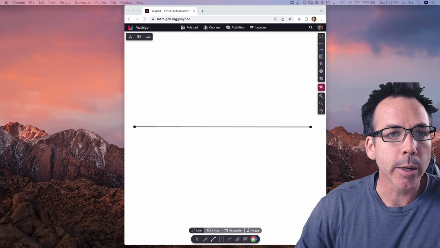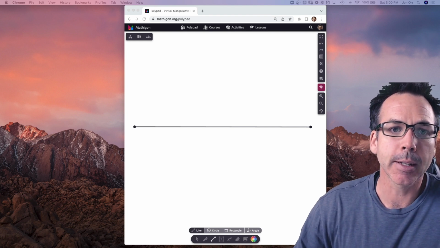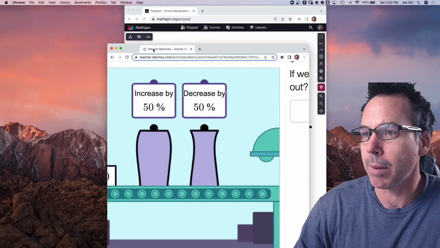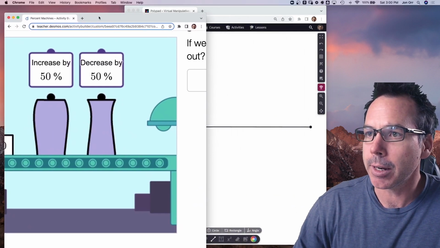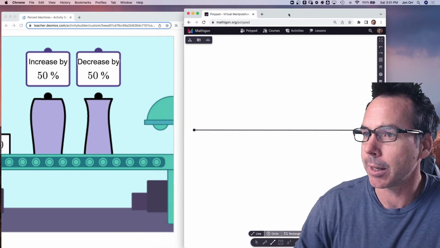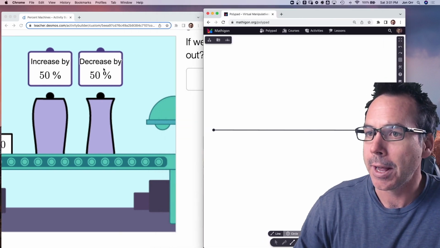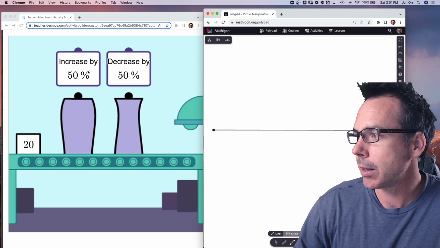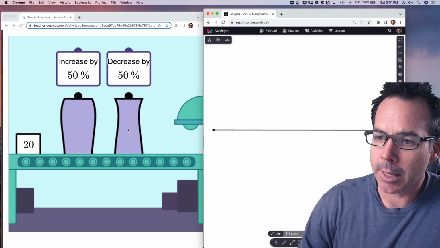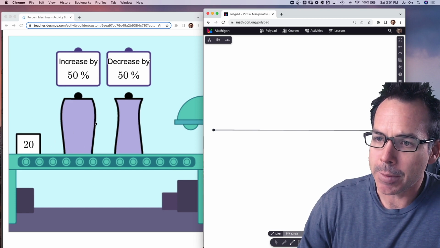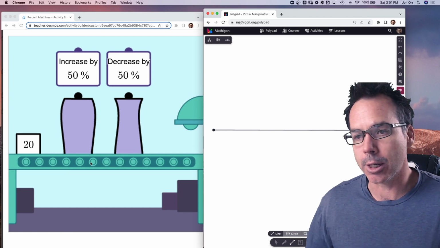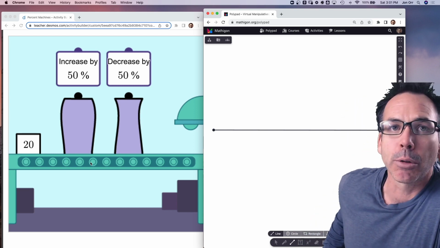But I'm going to bring across an activity from Desmos. I used this one recently with my students because it has a great prompt to get kids to think first about what's happening here. I'm going to overlay it here, and I'll show you what activity this was from in just a moment. But think about it like this. In this image right here, there are 2 machines, and the 20 is on a conveyor belt, and the 20 is going to move across the conveyor belt. It's going to go through the machine.